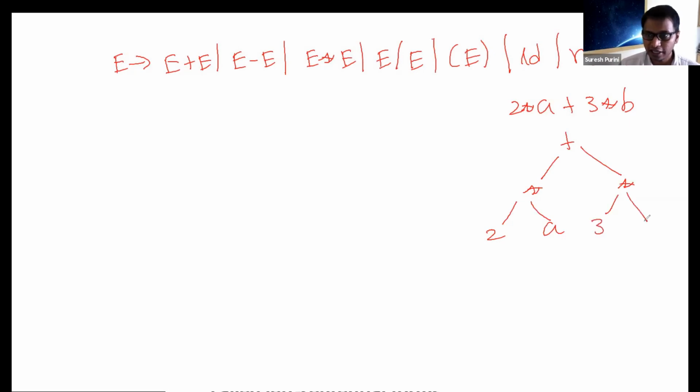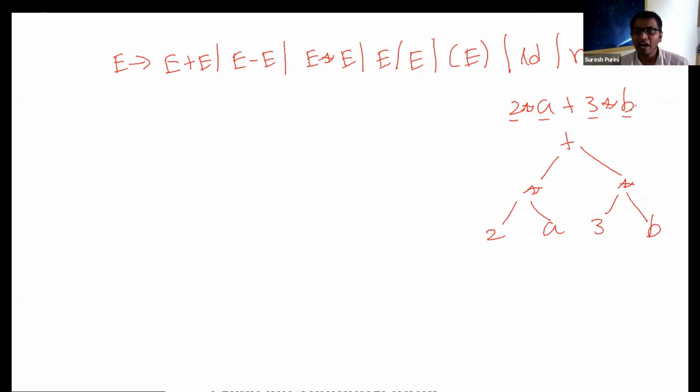So in the AST, operators with higher precedence occur lower in the tree, and operators with lower precedence occur higher in the tree. If you look at the statement 2 times A plus 3 star B, the highest precedence ones are 2, A, 3, B, because they are the atomic entities in the expression. You first want to evaluate what is 2, evaluate what is A. Evaluating A means reading the value of A. Similarly, evaluate the constant 3 and evaluate B.